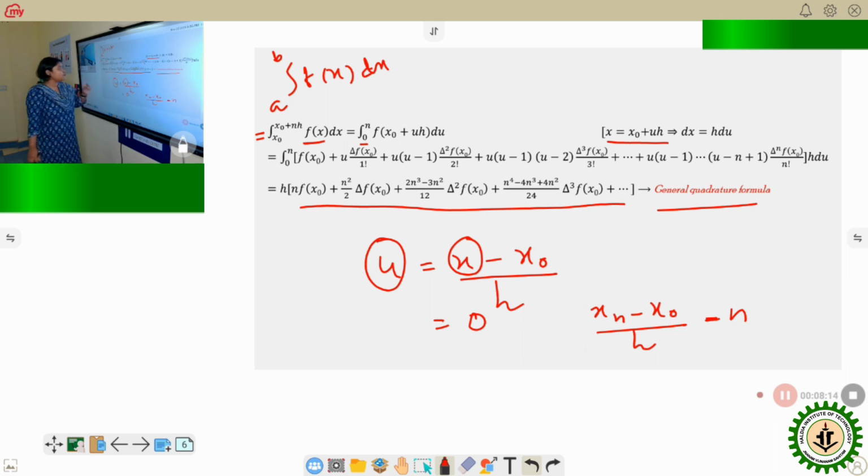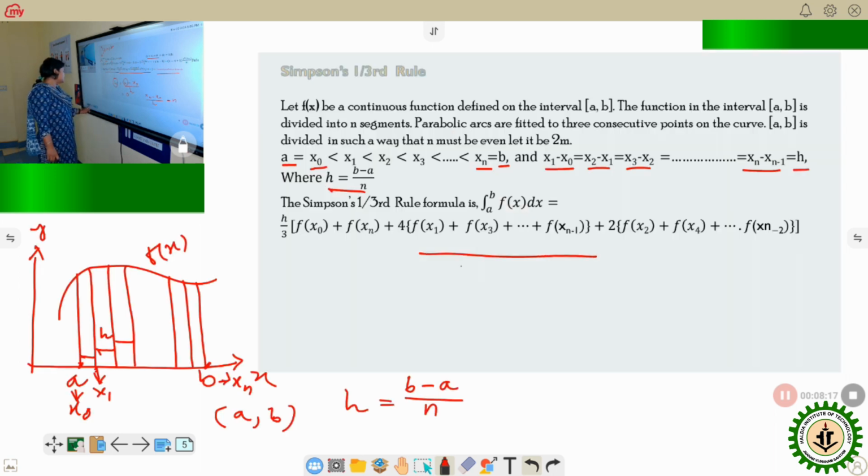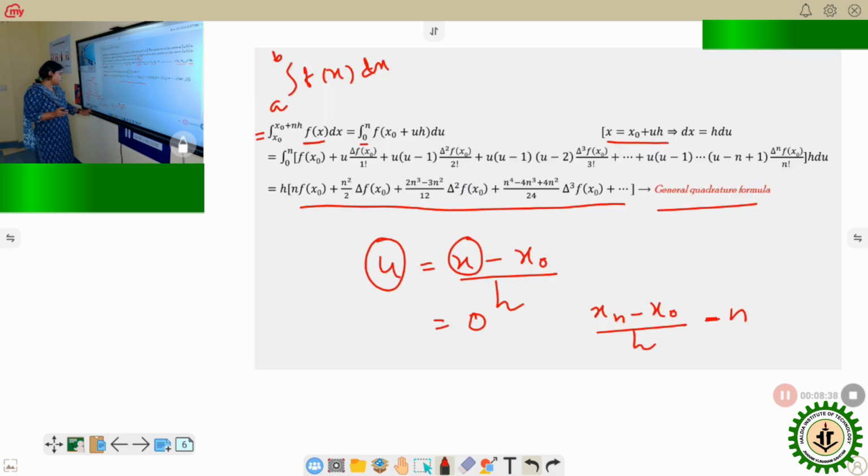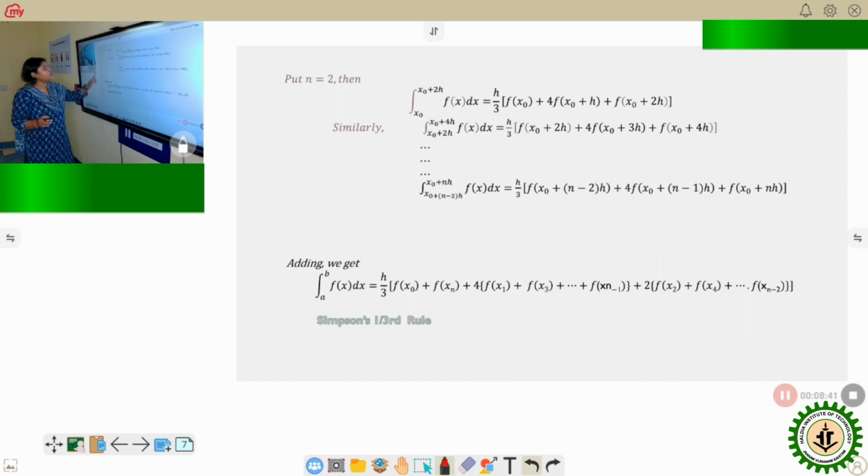Now we are putting n equal to 2. See the previous slide, here I have written one term, 2m. What is 2m? It means the number of subdivisions n must be even. Let it be 2m. The number of subdivisions must be even in case of Simpson's one-third rule. Why? Because I am putting n equal to 2. Putting n equal to 2 means I am taking 2 subdivisions at a time.